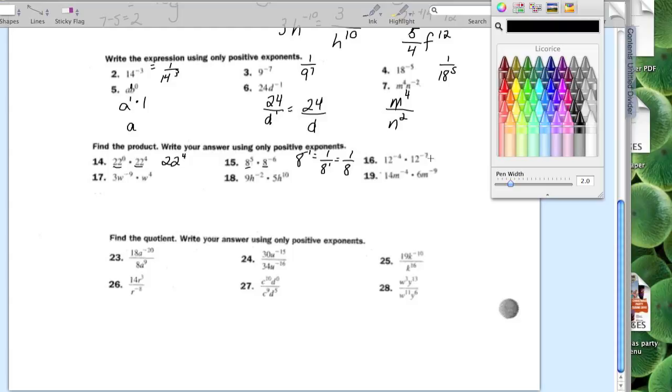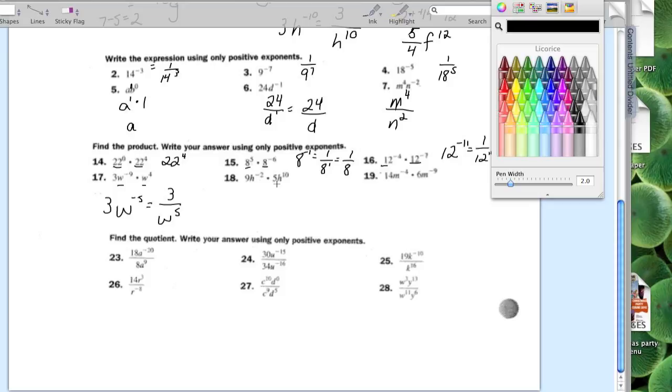Number 16, I'm going to have the same base of 12, so it's negative 4 plus negative 7, which is negative 11, so 1 over 12 to the 11th. Number 17, my base is w, so I add negative 9 plus 4 and get negative 5, and I multiply my coefficients, so my answer is 3 over w to the 5th.